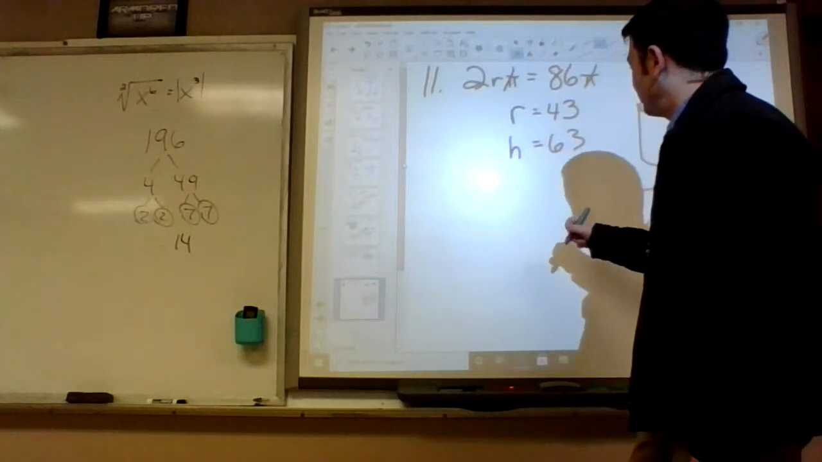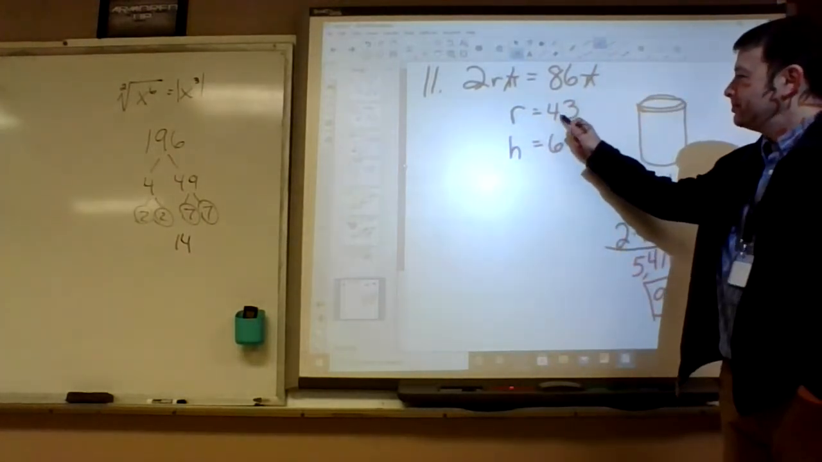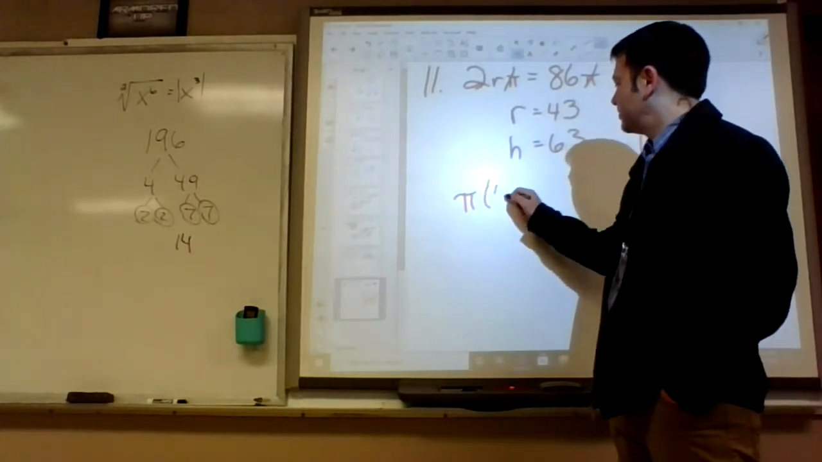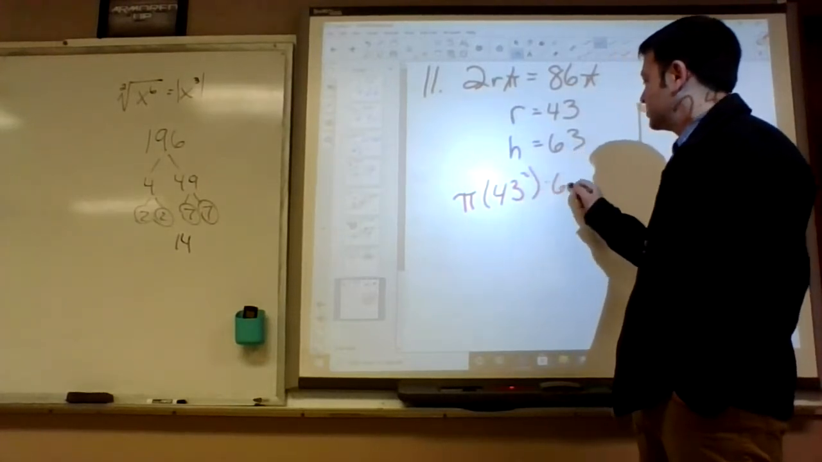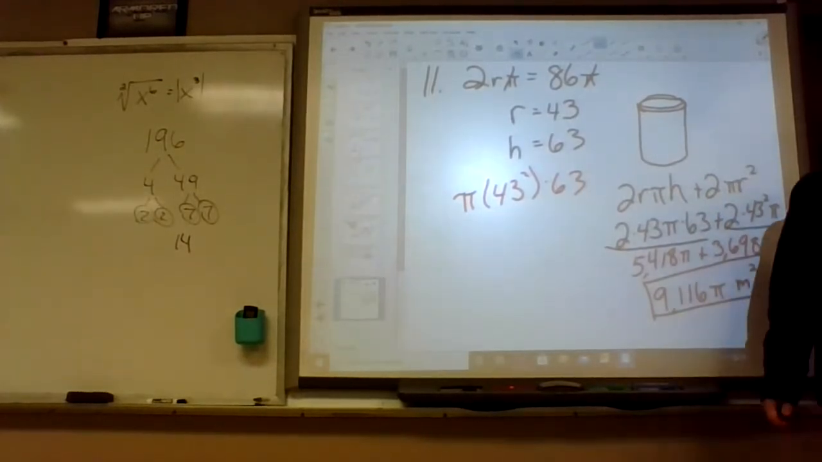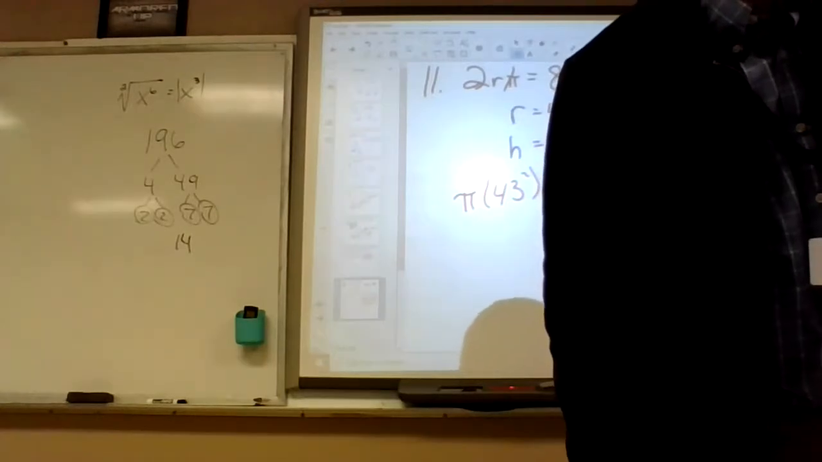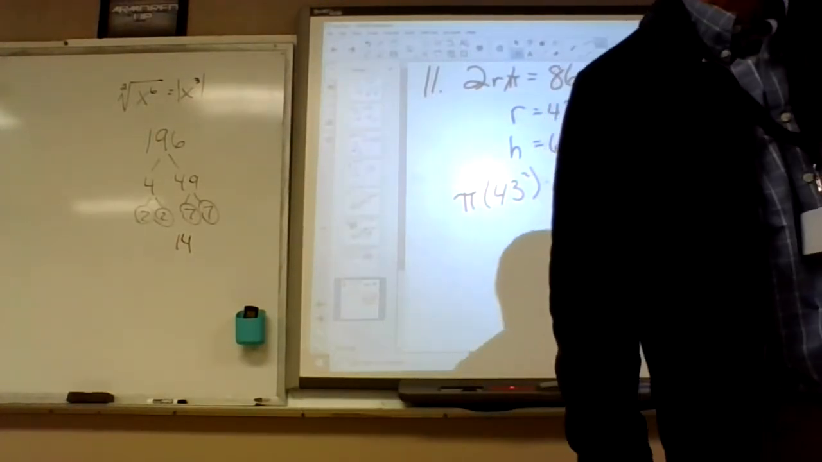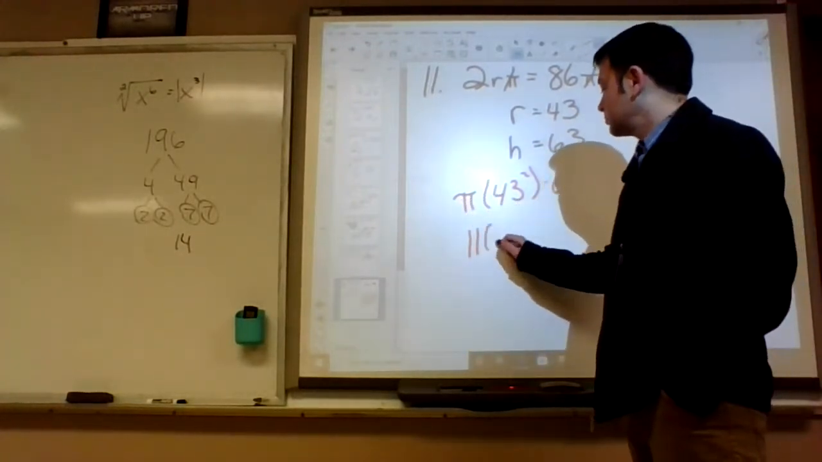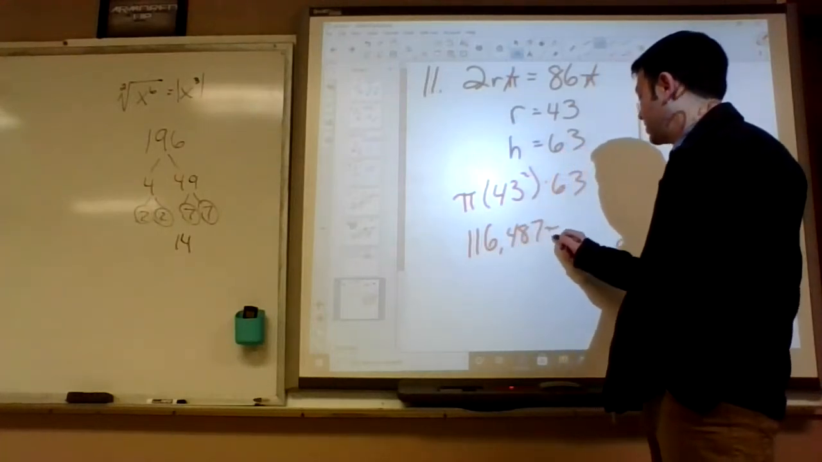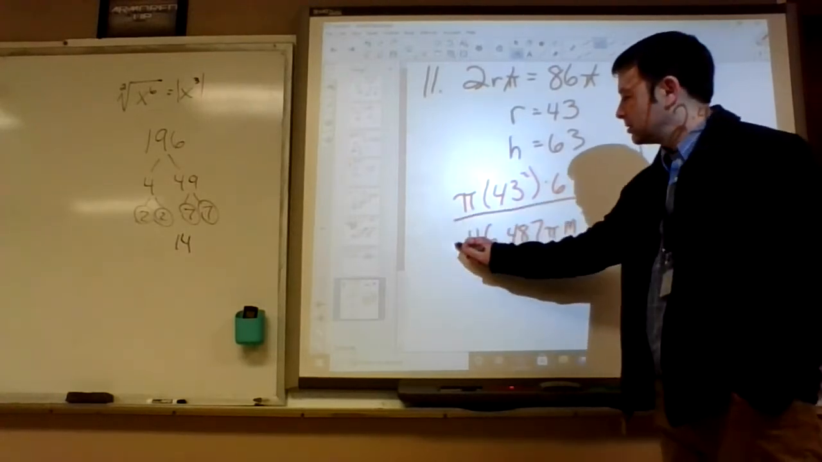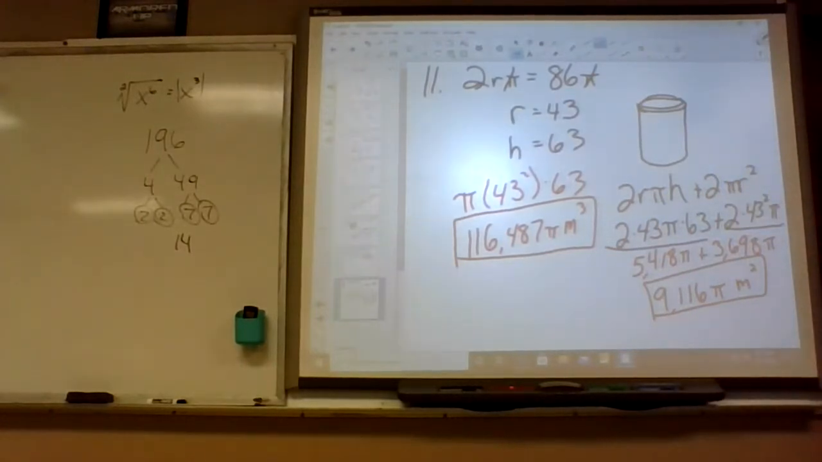Oh, and the volume. The volume's the easier part. How do we do volume again? Pi r squared h, right? Pi r squared h. It's a big number. What'd it come to? 116,487. Times 63. Pi meters cubed, cubic meters. That was a lot of work, wasn't it?